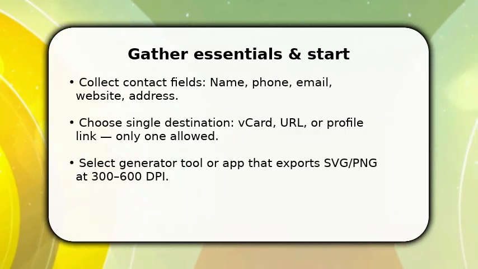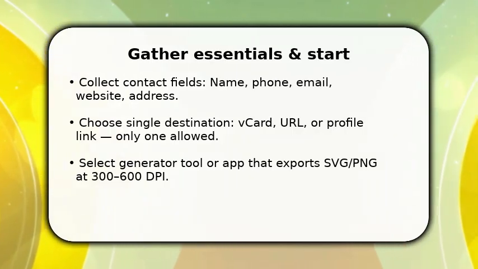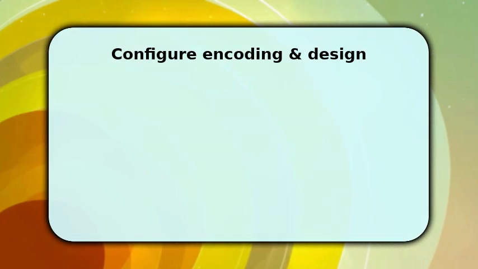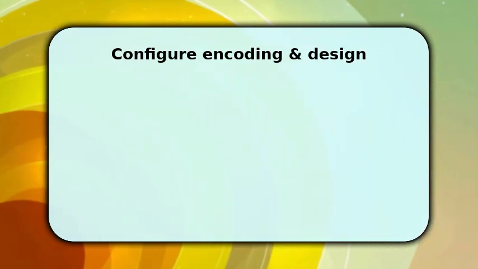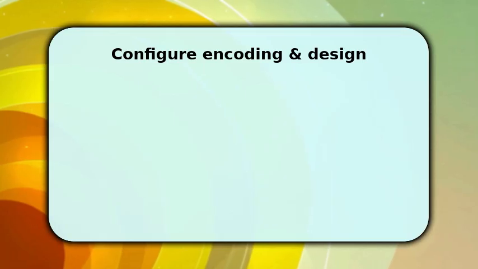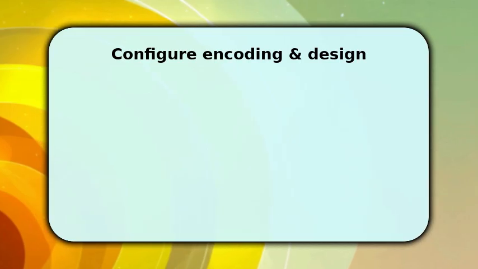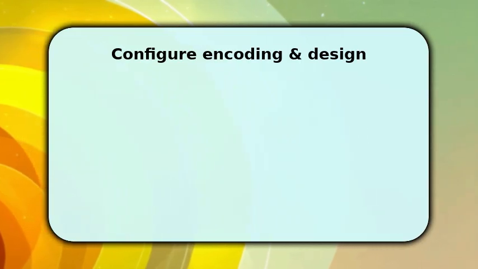Now open the generator, choose the data type, and enter the fields accurately so the code resolves cleanly on scan. Next, configure encoding and appearance so the code scans reliably and matches your card design. First, set error correction to M or Q if you plan a logo. This lets the symbol tolerate damage.